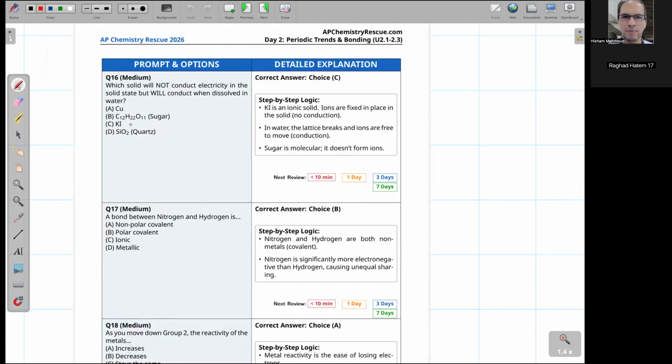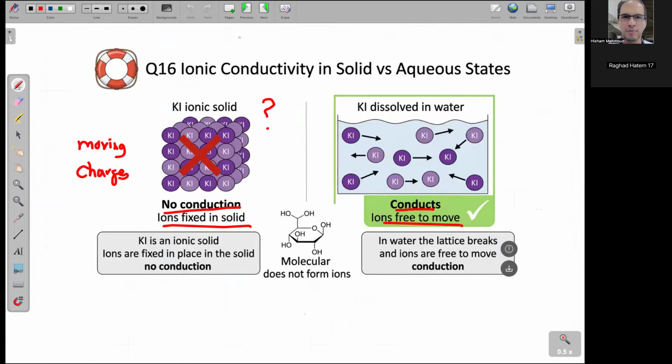What about the sugar? Why did we not pick sugar? Sugar is covalent, molecular. It does not form ions, so it has no charged particles. Here the particles are there, but moving only if aqueous. But here there are no charged particles at all.